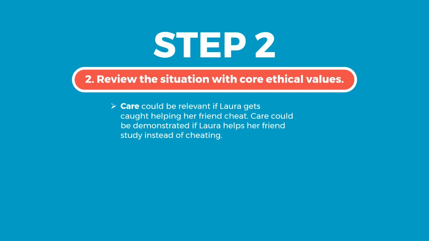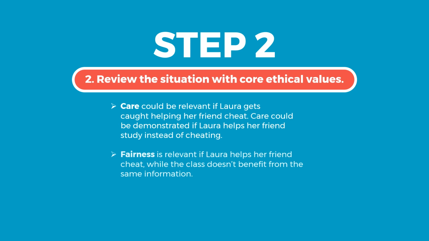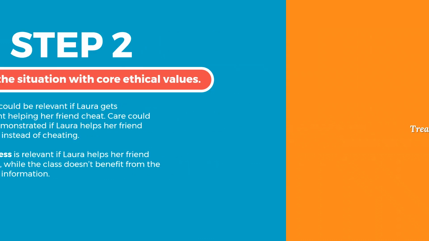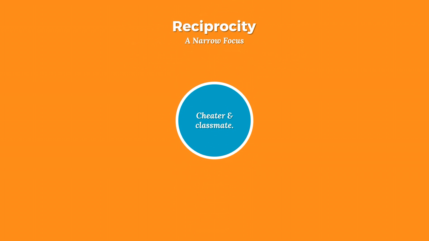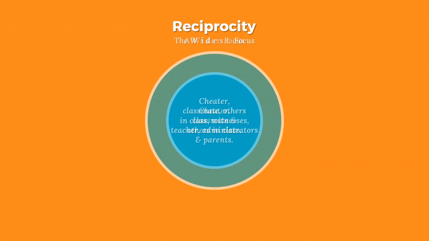Analysis for the second core value could focus on fairness, and yes, this value is relevant too if Laura helps her friend with specific test questions that other students don't get the benefit of the same information. Analysis with the third core ethical value could recognize loyalty as relevant, but the analysis depends on the long-term commitment to a friend. Long-term loyalty would want a friend to learn and not cheat and risk any consequences no matter how minimal. And finally, for this example, our analysis with reciprocity reveals multiple perspectives to be considered.